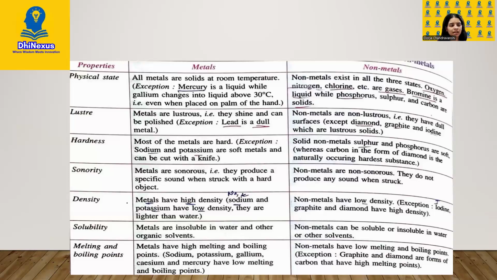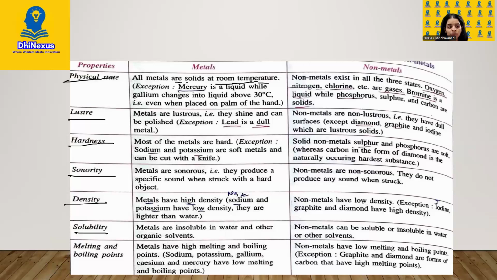Physical properties: basically we'll be covering physical state, luster, hardness, sonority, density, solubility, melting and boiling points, and some more. So let's see. If I look at a substance, a metal is going to be one which is solid at room temperature. So iron, again a simple example, is solid at room temperature. It does not seem to be in a liquid state.